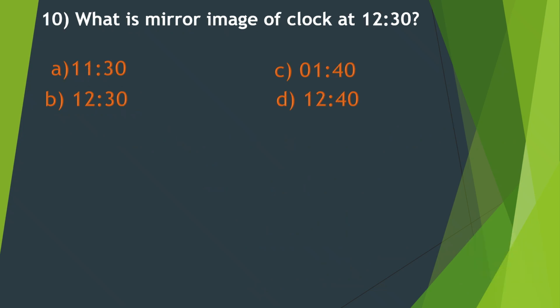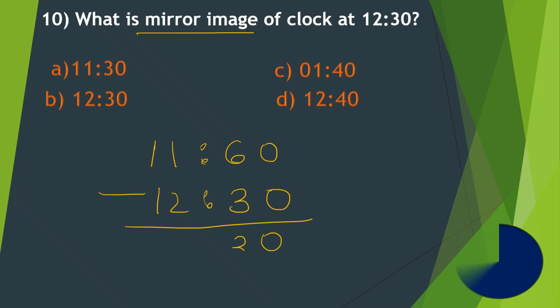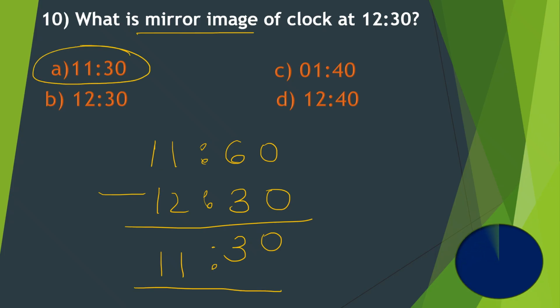10th question on your screen and your time starts now. What is the mirror image of clock at 12:30? Mirror image is asked. Mirror image formula is 1160 minus 1230. So here the answer will be 1130. Correct option is A.